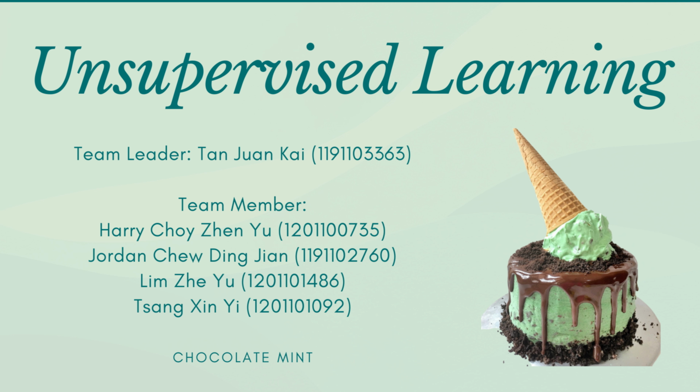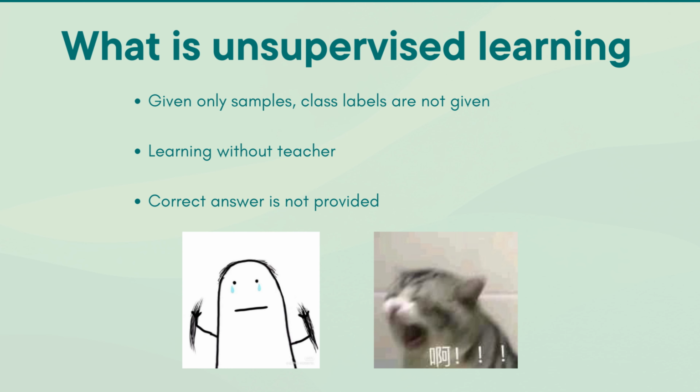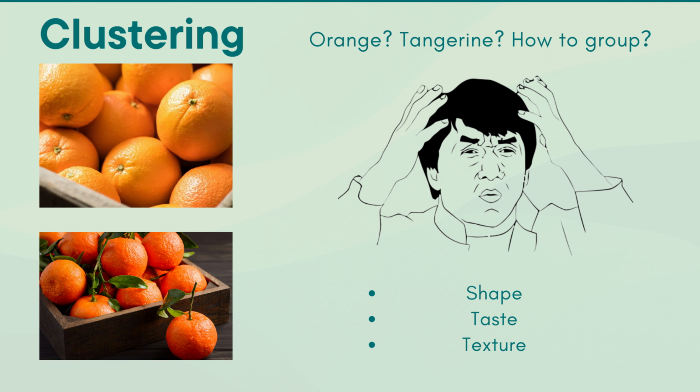We are from the group Chocolate Mint, and in this video, we will give a short introduction about unsupervised learning. So, unsupervised learning is basically a learning method whereby additional information about the labels or correct answers is not given to the model. So the question comes, how can machines learn without having a teacher or correct answers? One of the answers to that question is through the clustering concept.